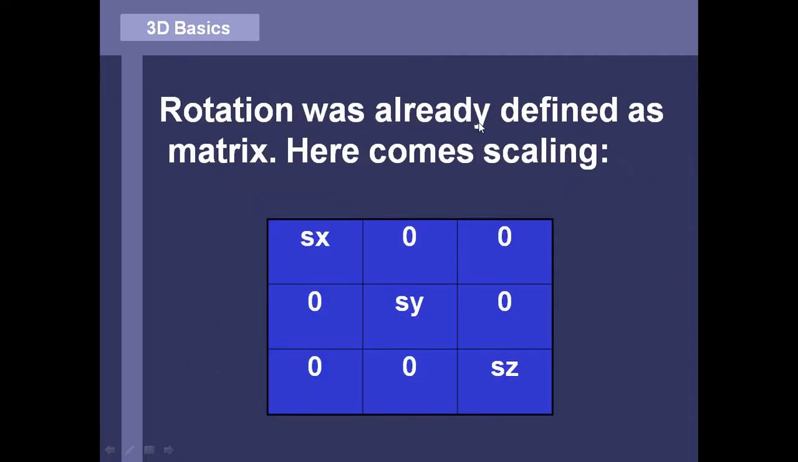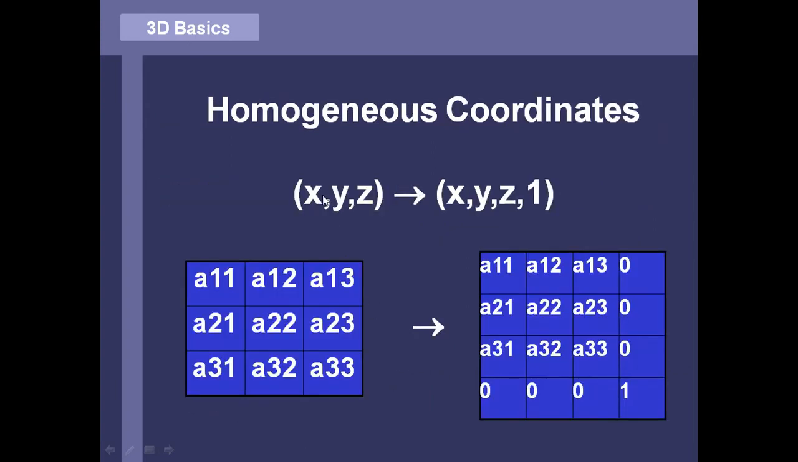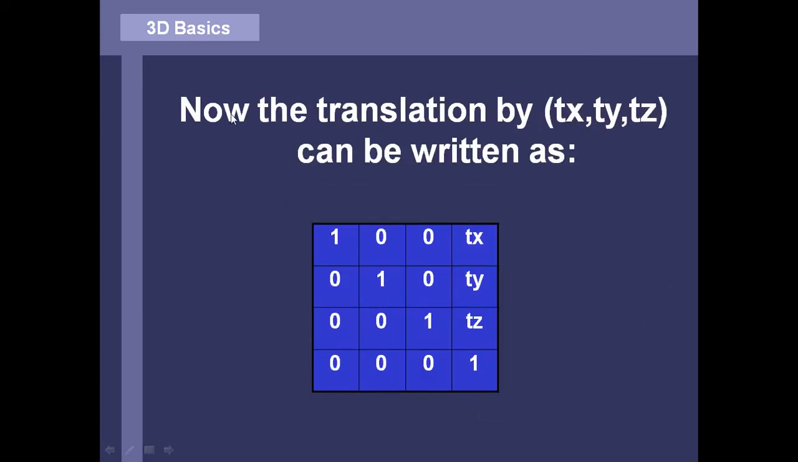So rotation was actually already defined as a matrix. Here comes the scaling, this Sx, Sy, Sz, and what about translation, because we are talking about togetherness. It is impossible as a 3x3 matrix since addition, not multiplication, is involved. So here comes a nice trick: increase the dimension, homogeneous coordinates x, y, z, then increase just by 1. So what we are doing is we are taking this matrix and adding one more row, 0 0 0 1, and now the translation by tx, ty, tz can be written here, tx, ty, tz, and the 1 here means a diagonal matrix.